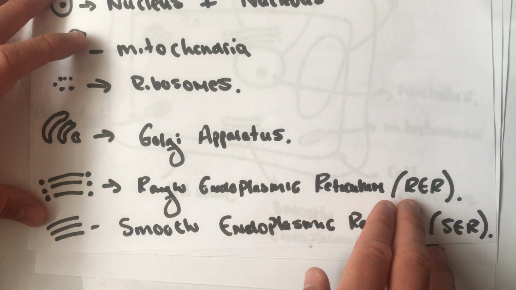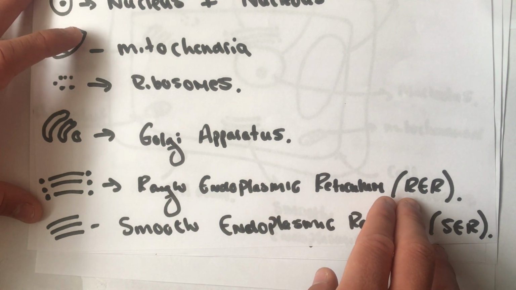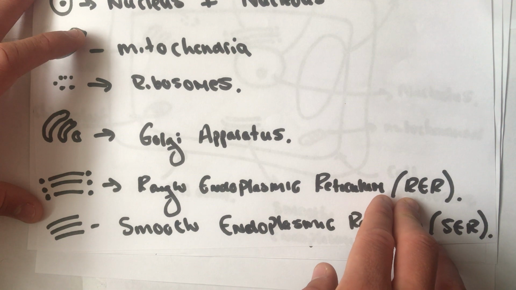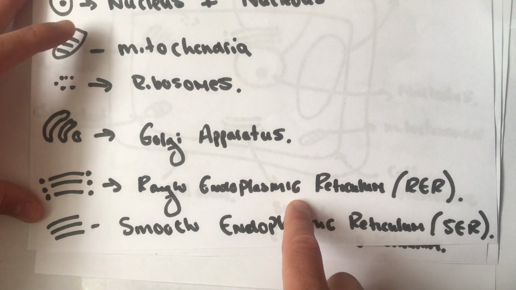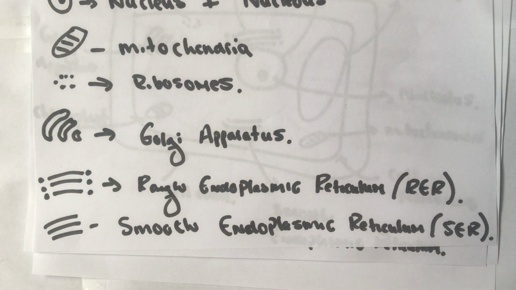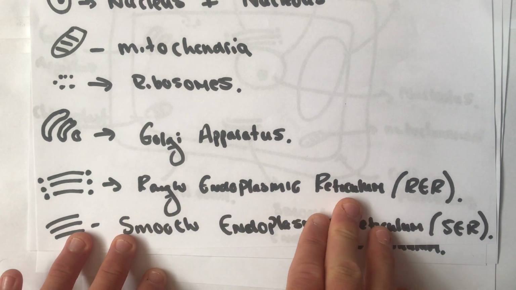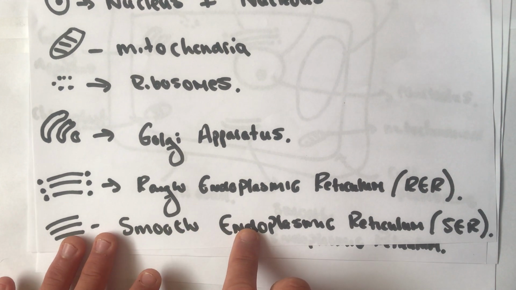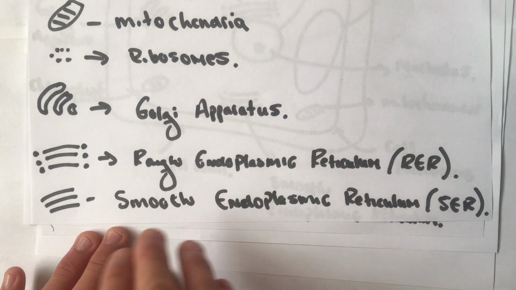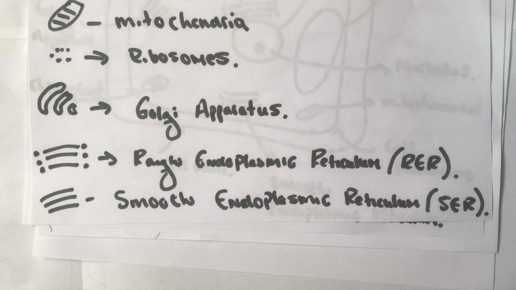So we then move on to the rough endoplasmic reticulum. The rough endoplasmic reticulum is continuous with the nuclear membrane, and its purpose is to provide a large surface area for protein and glycoprotein synthesis, and it also provides a pathway for transporting proteins and other materials through the cell. Now, if the rough endoplasmic reticulum is involved with proteins and glycoproteins, the smooth endoplasmic reticulum is involved with lipids and carbohydrates. The smooth endoplasmic reticulum is used to synthesize, store and transport both lipids and carbohydrates throughout the cell.